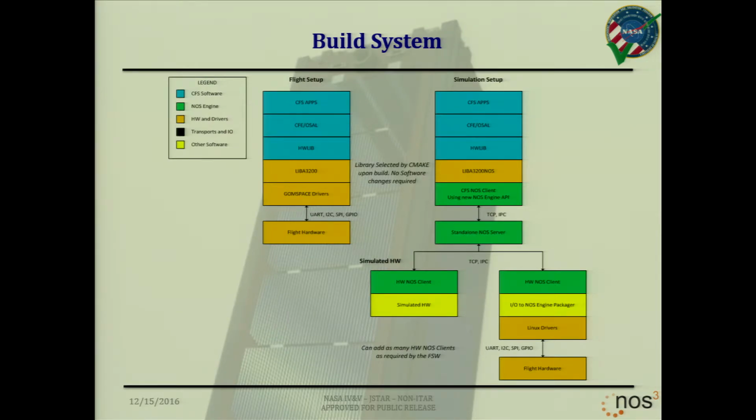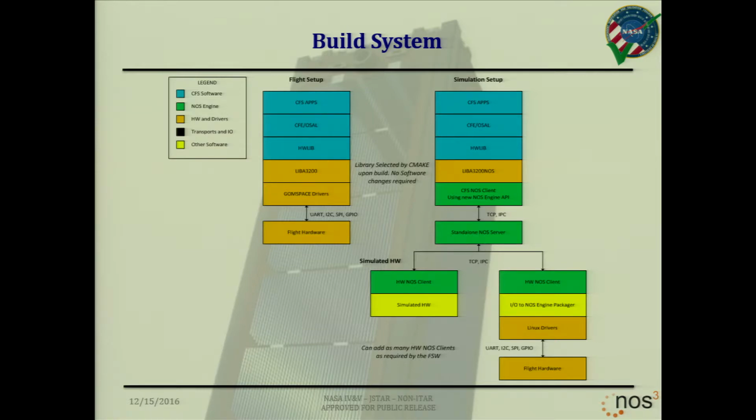So a little bit about the build system. We're using CFE 6.5, the newest one that's released open source. Currently we have CMake basically baked into everything. And our goal here, just like our other simulators, is basically test as you fly, fly as you test, the old NASA motto and mantra. So what we essentially do is we're stubbing out your GOM space drivers, which is our actual flight computer, and running basically stubs to NOS engine.